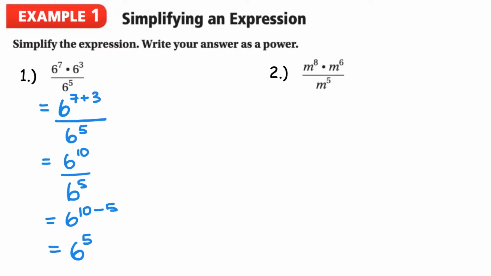So taking a look at our second one, again, we've got m to the power of 8 times m to the power of 6 over m to the power of 5. So we're multiplying on the numerator so we can add our exponents.